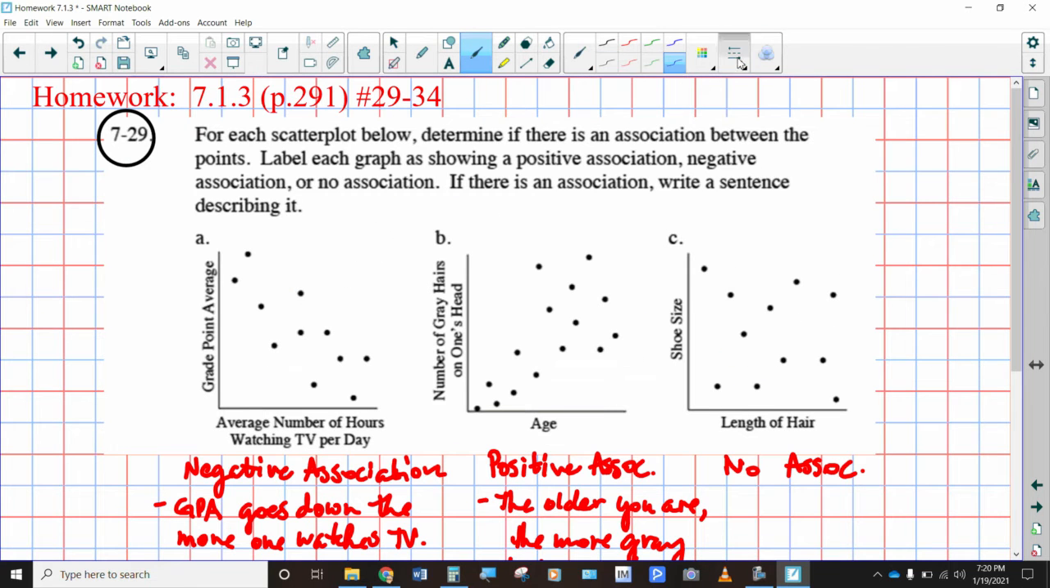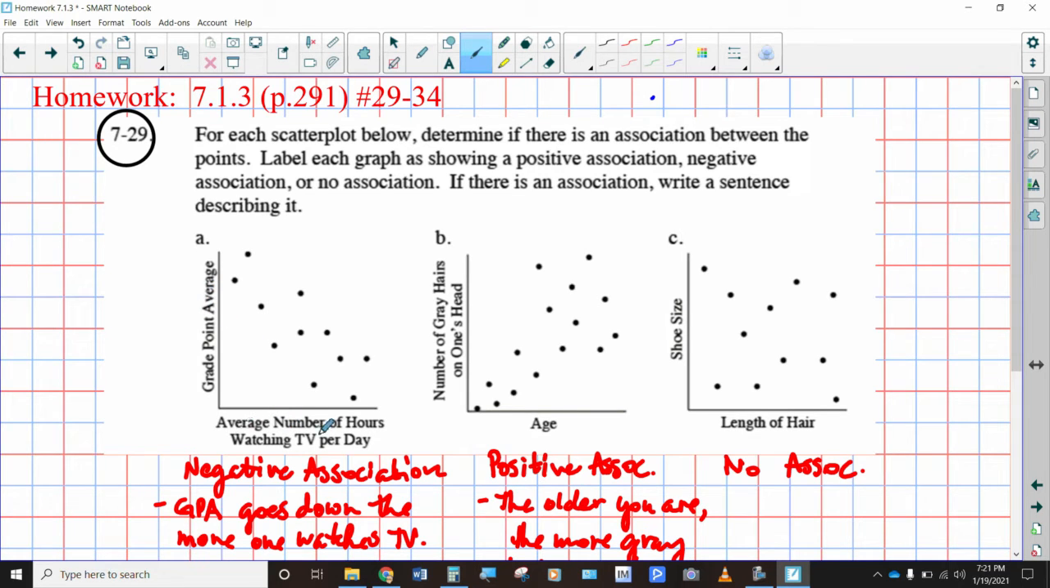All right, so what do we have here? It says for each scatter plot below, determine if there is an association, first of all, and then what is it? Label each graph as showing a positive, negative, or no association. And if there is an association, write a sentence describing it. Okay, so remember, for these scatter plots, you want to know what your independent and your dependent variables are. This is supposed to be affecting this.